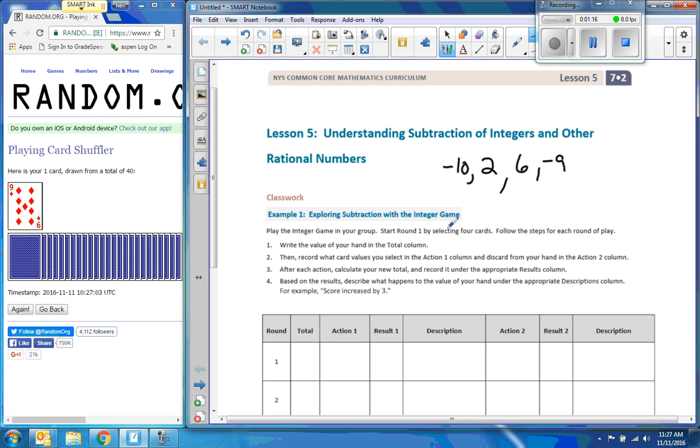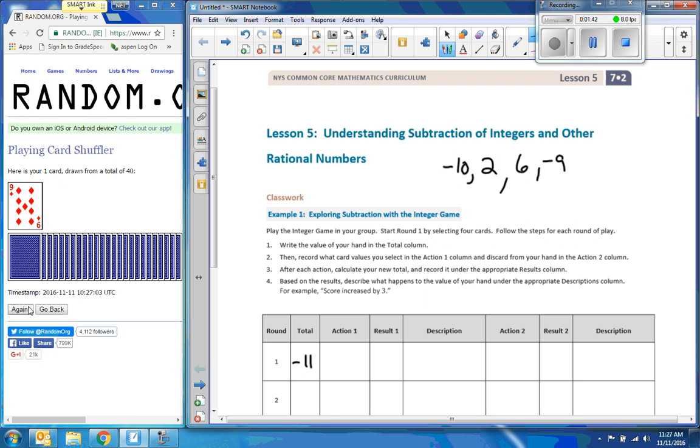It says write the value of your hand in the totals column. So it said to start round 1 by selecting 4 cards, and follow the steps for each round of play. Write the value of your hand in the total column. Negative 10 plus 2 is negative 8. Plus 6 is negative 2, minus 9 is negative 11. Then it says action. After each action, calculate your new total and record it under the appropriate results column.